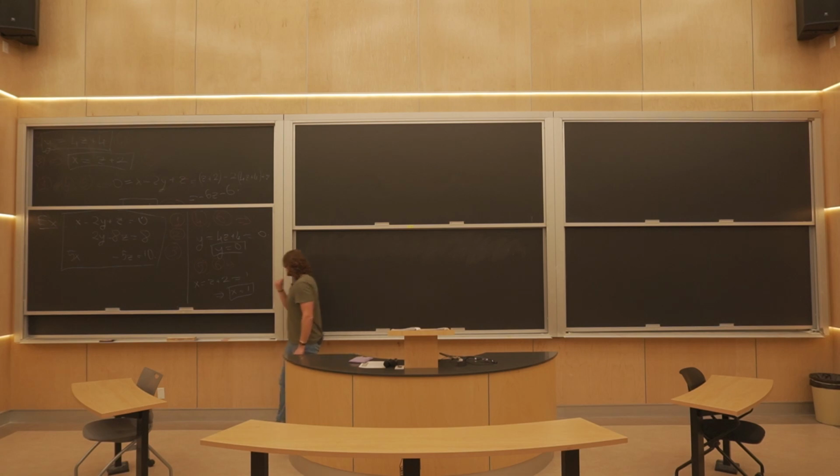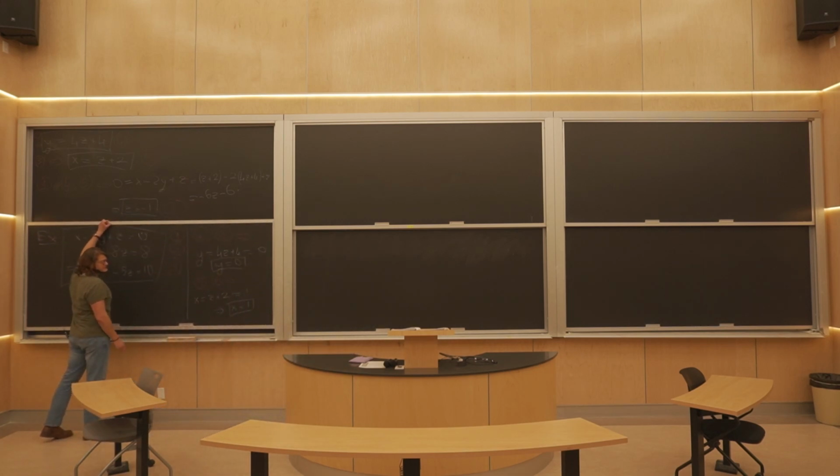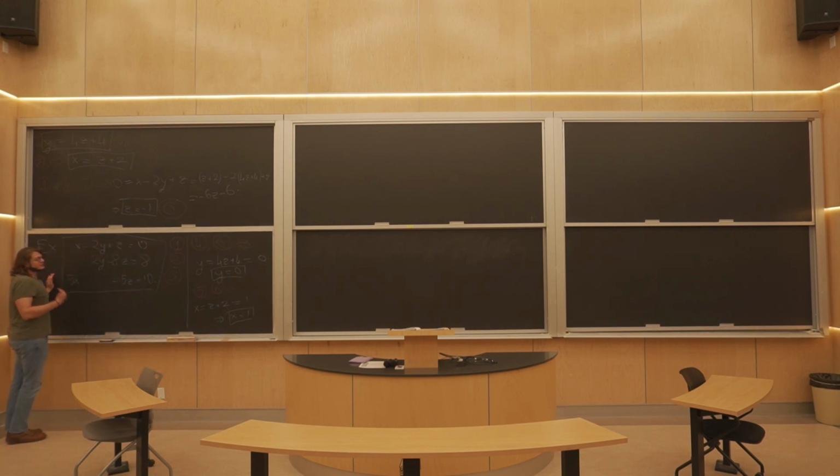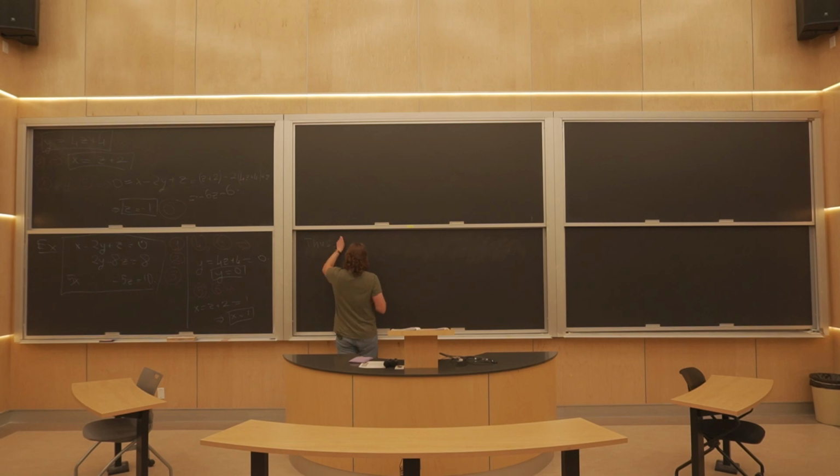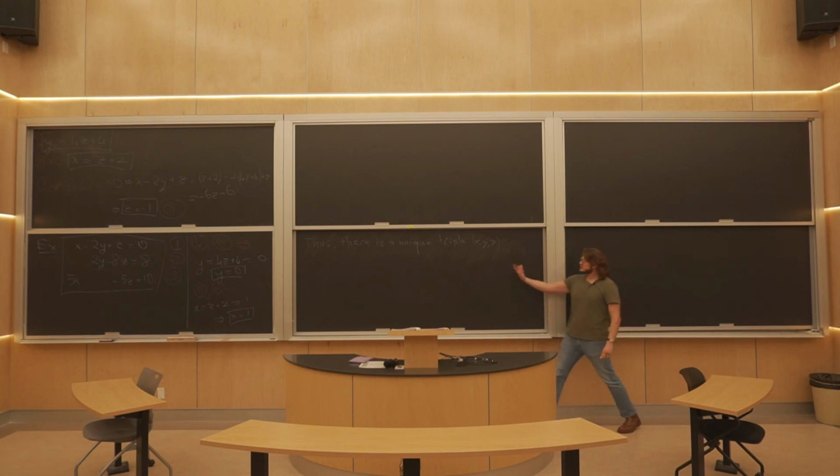Okay? And so this calculation tells us that there's a unique triple of numbers, x, y, and z, that satisfy all three of these equations simultaneously. Let's verify this. So let me just rewrite it again. Thus, there is a unique triple xyz. This is how I'm going to write it. This is the notation for ordered triples. Triple xyz, and the value is 1, 0, minus 1.